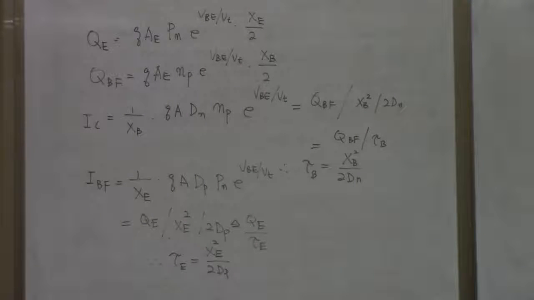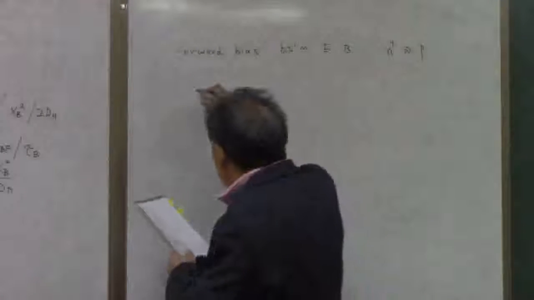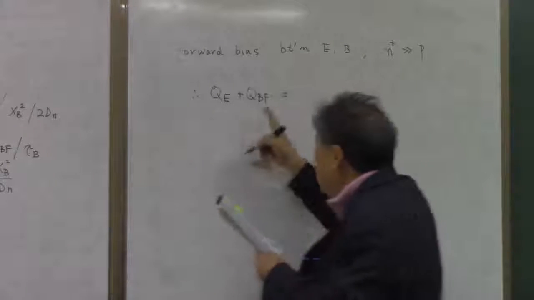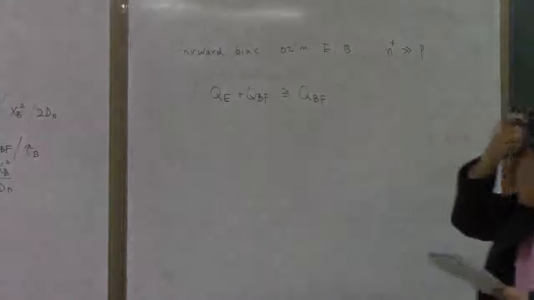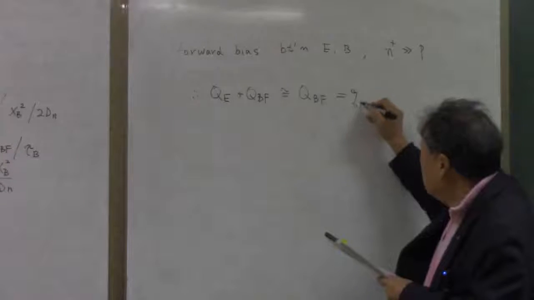Now the important approximation that we have to make here is, since it is a forward bias between emitter and base, and we have very heavy doping on the emitter compared to the base, the charges in the emitter and base in a forward bias case can be approximated to the QBF, because QE is much smaller than the QF. Okay, and then we set this QF.